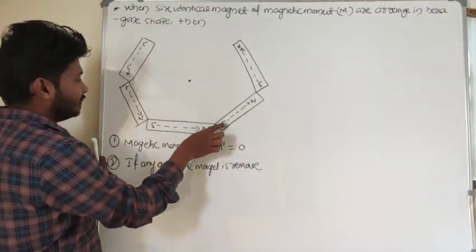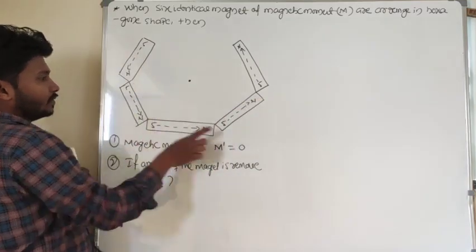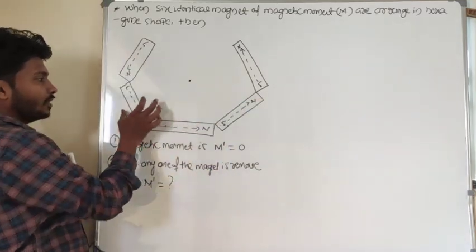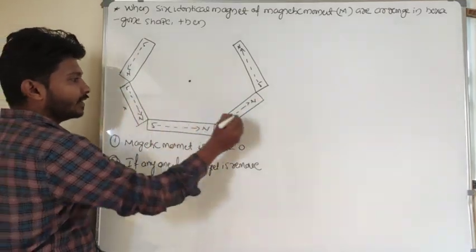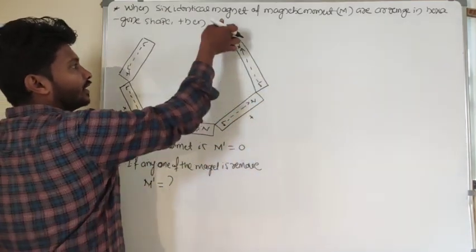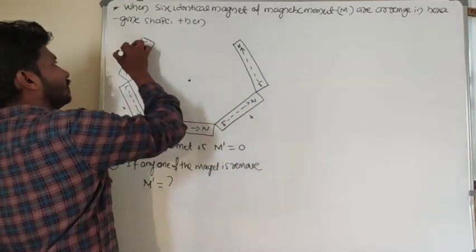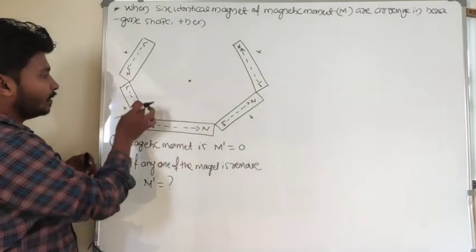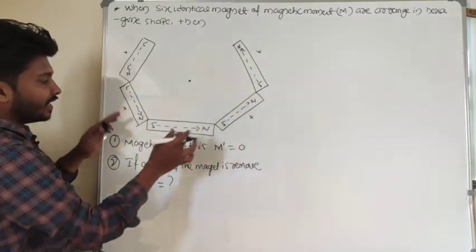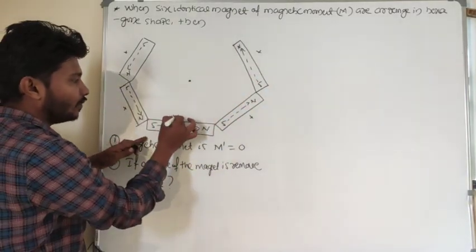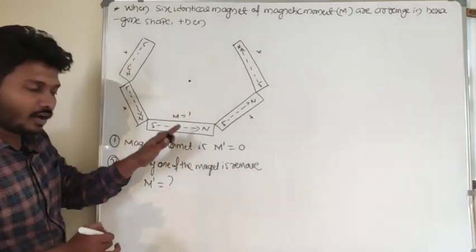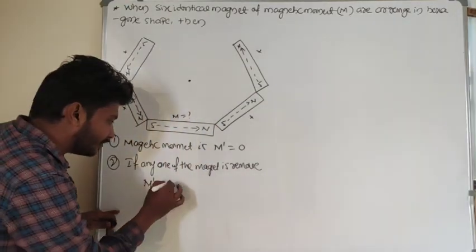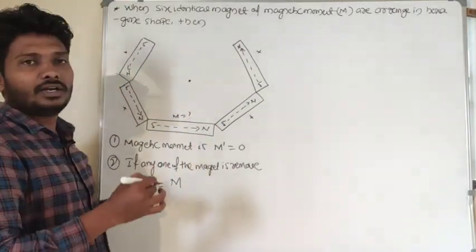Look at here. This is the direction, south to north. So this is upward, this is downward. These two effects will cancel out here. Again, this is upward, this is downward. These two effects will cancel out. These 4 magnets are cancelling out. How many magnets are left here? Only one magnet. So only one magnet means the new magnetic moment will be M only. Did you get my point?